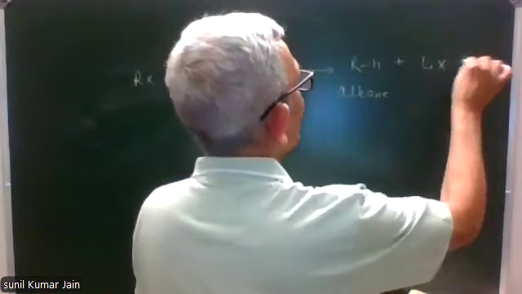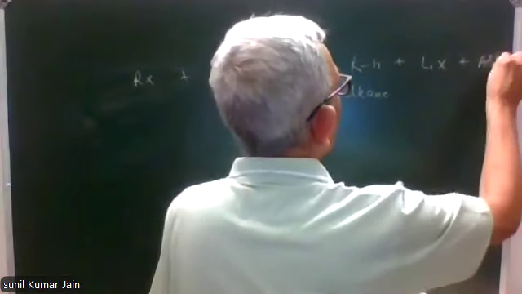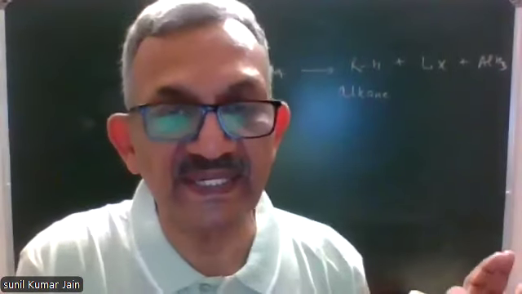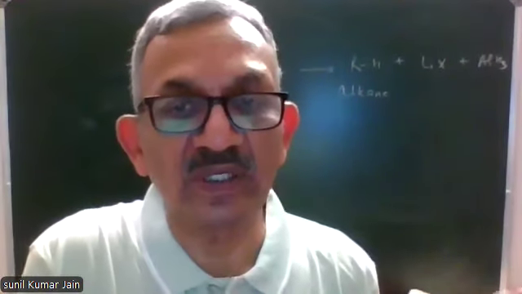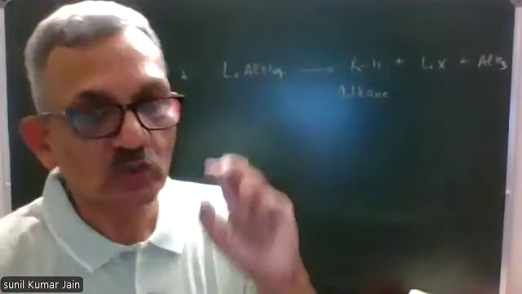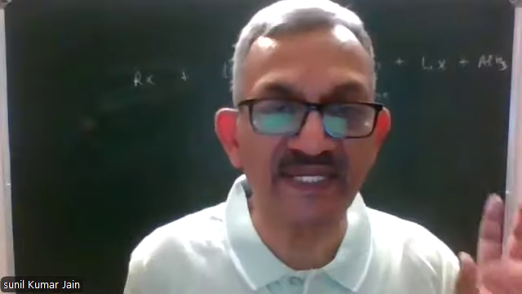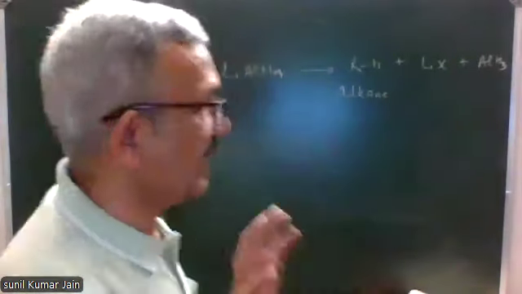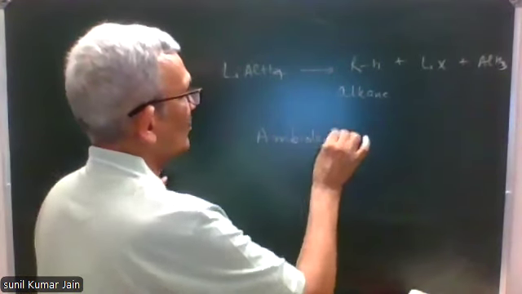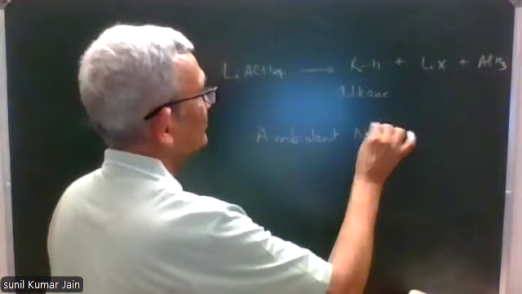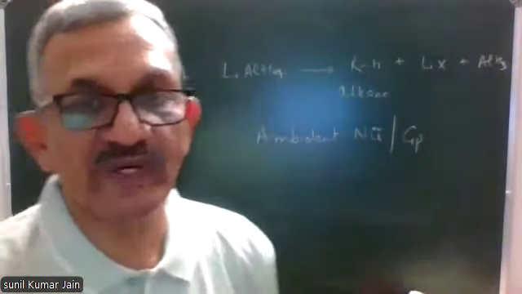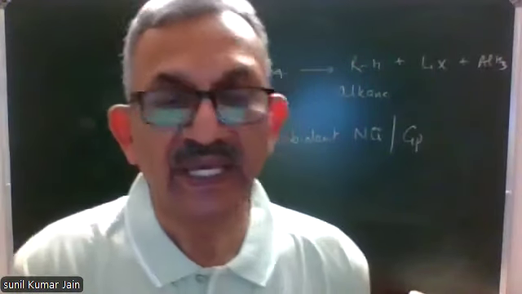plus LiX plus AlH3. The product obtained is an alkane, and this is called reduction. This reaction is called reduction. Two very small topics related to these 19 NSRs. One is ambident nucleophile. Ambident nucleophile or ambident group.